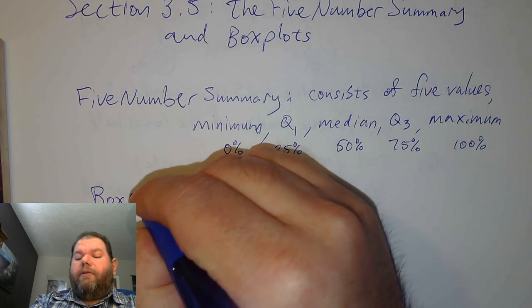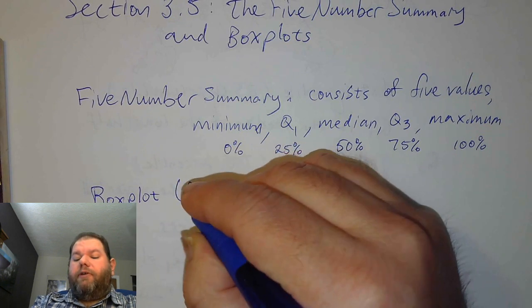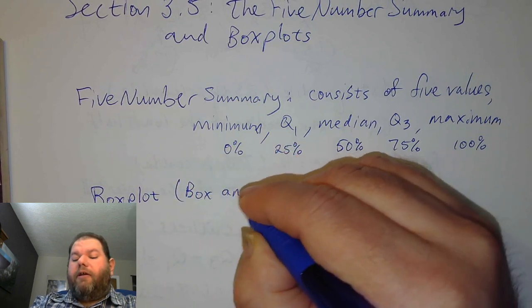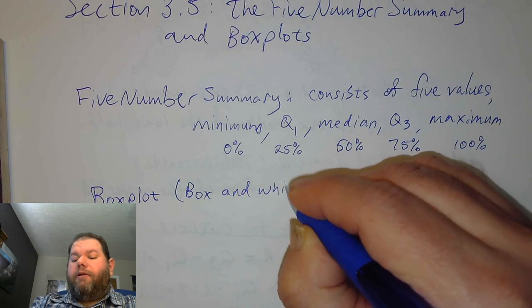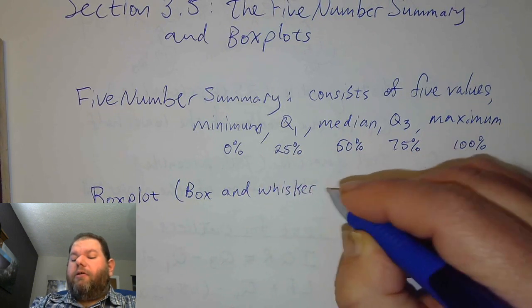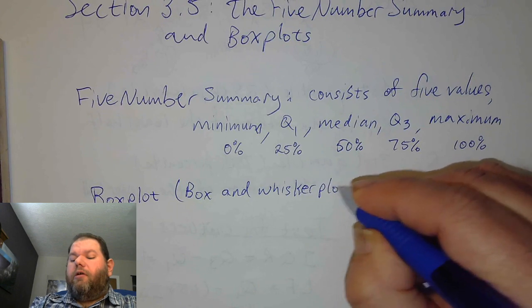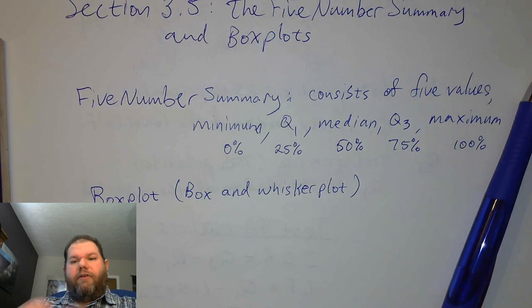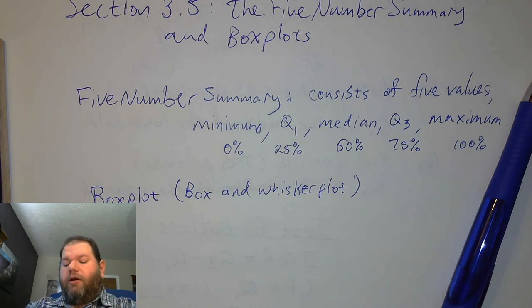Now, a box plot, sometimes in other textbooks you'll see this referred to as a box and whisker plot. Because the general visual that we get is a box in the middle with just a single whisker on each end coming out. But a box plot uses the 5-number summary as well as any outliers to create a visual representation of the data set.